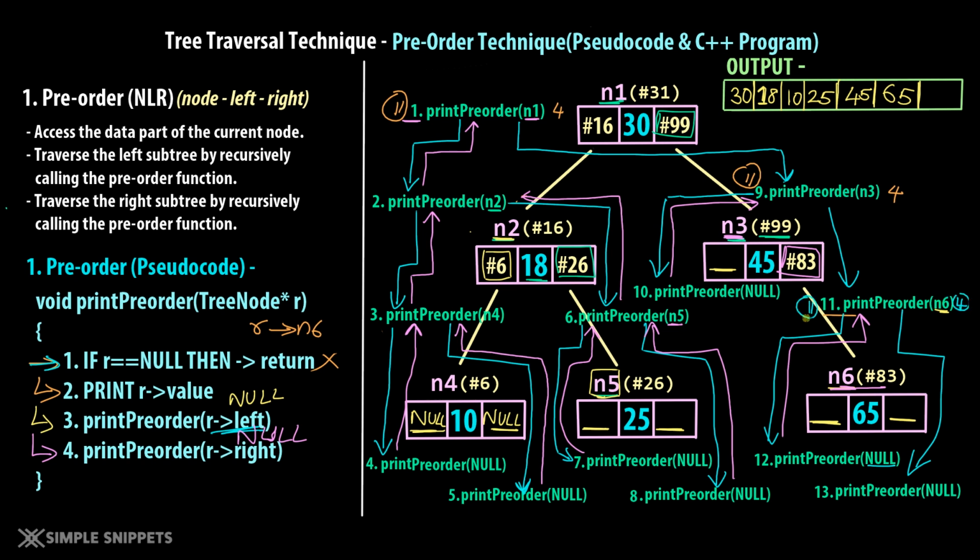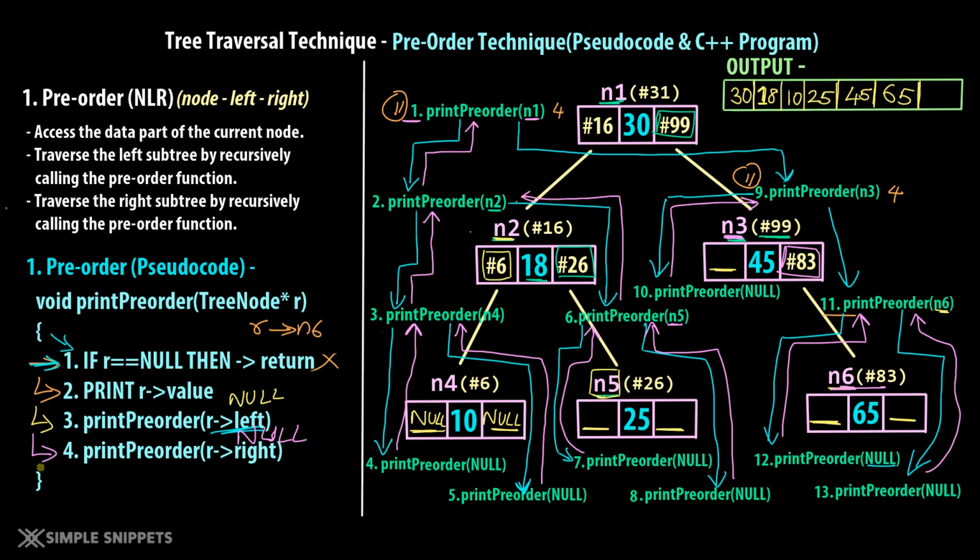It is going in a pause state at step 4. As soon as you call 13th print preorder and pass null in it, at the very first step itself we are saying r equals to null, then return. So obviously 13th print preorder will return back to its calling function, and who called 13? It was 11th print preorder, so we came back. So now 11th print preorder will not be paused, it will continue its execution from step 4. It was paused at step 4, right?